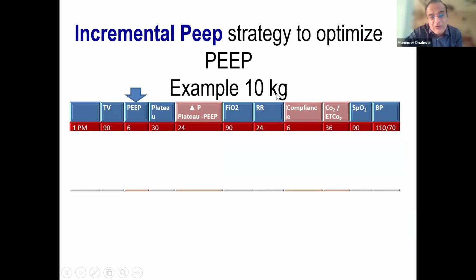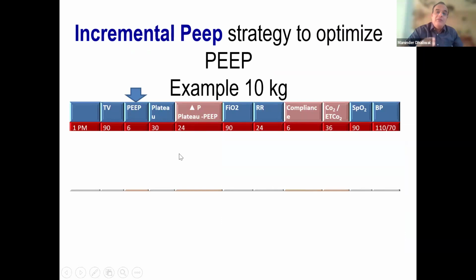Suppose an infant is here of 10 kg. Now at 1 p.m., for 10 kg, he was receiving some 90 ml. It's quite a high tidal volume. PEEP was 6, plateau was 30. The driving pressure, which is the difference between the plateau and the PEEP, is 24. Normally, it should be kept less than 14.